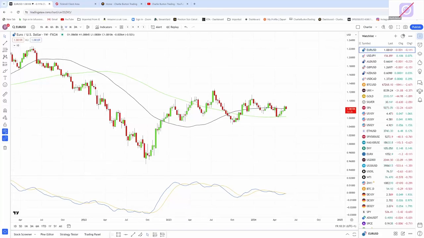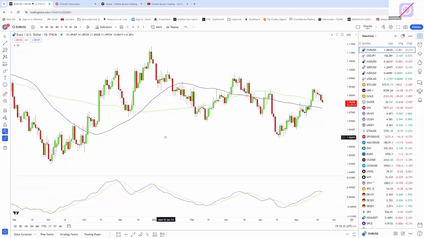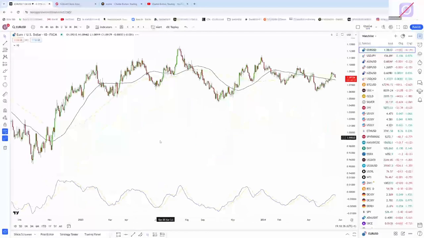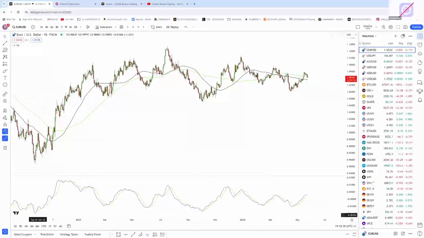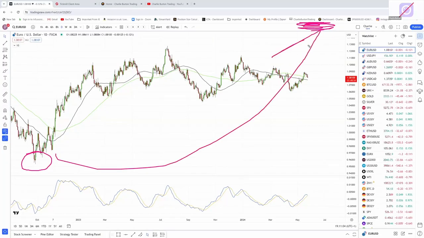Okay, so let's now come down to the daily chart, because if I just zoom out, you can have a quick see that that's that low that happened in 2022, and this is where we are right now. So you can get a sense of where the euro is right now and where ultimately it might be going into the future. So what I want to be doing is looking for trade setups in that overall direction.